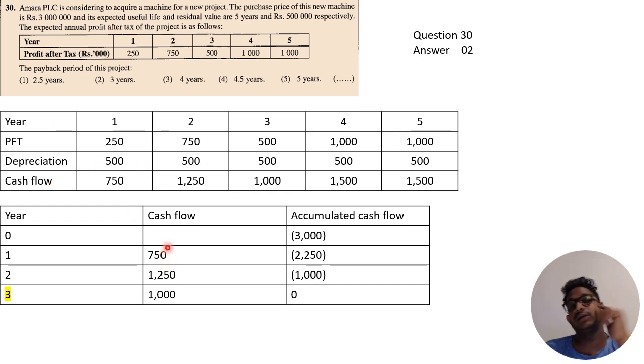And now, after you found the cash flow, then you can find out the payback period of this project. So the initial outflow is 3 million. First year you are getting 750, so that means another 2,250,000 you need. And in the second year you are again receiving 1,250,000 and another 1,000 you need. And in the third year, you are receiving almost 1,000. So the payback period for this project is 3 years. So the correct answer for question number 30 is answer number 2.